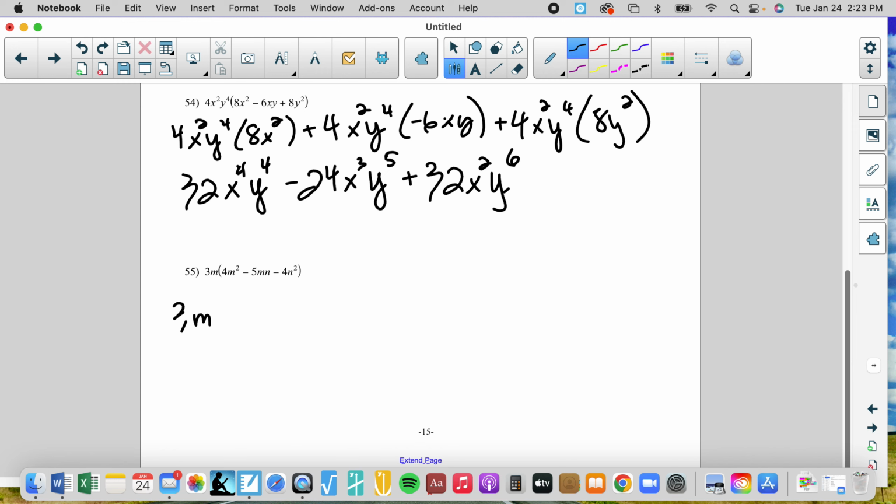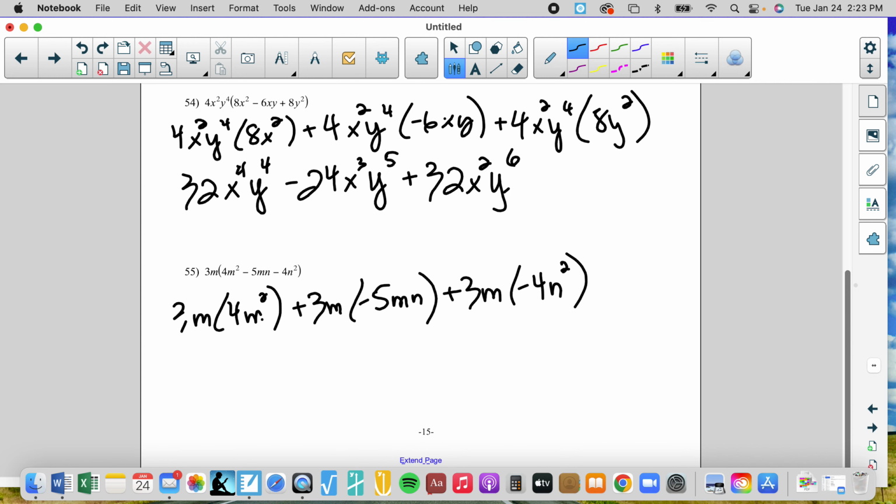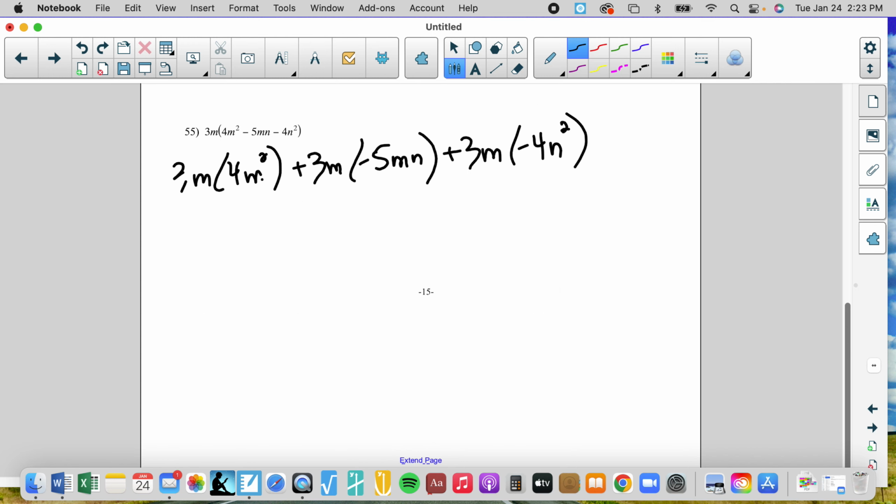So 3m times 4m squared plus 3m times negative 5mn plus 3m times negative 4n squared. That's 12m to the third minus 15m squared n minus 12mn squared. Good.